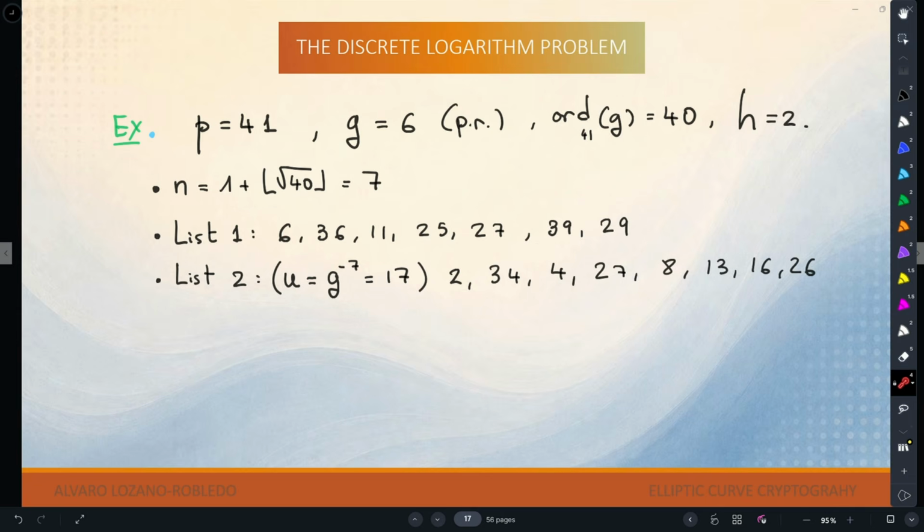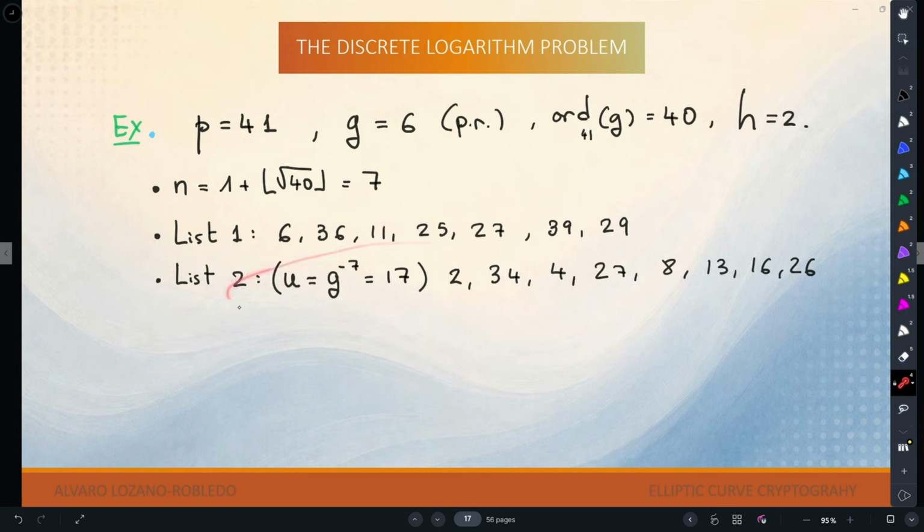Okay, so here's an example. Take p to be a very large prime, 41. Take g to be 6, and that is a primitive root. So the order of g is 40. And let h be 2. I'm looking for a power of 6 that gives me 2 modulo 41. So take the order, square root it, 1 plus that, I get 7.